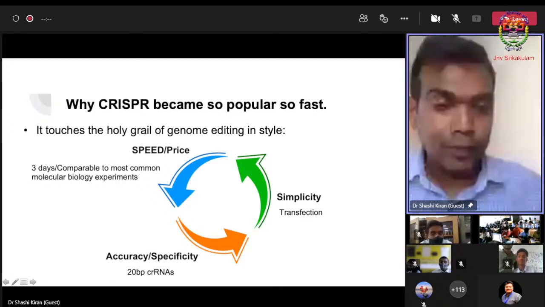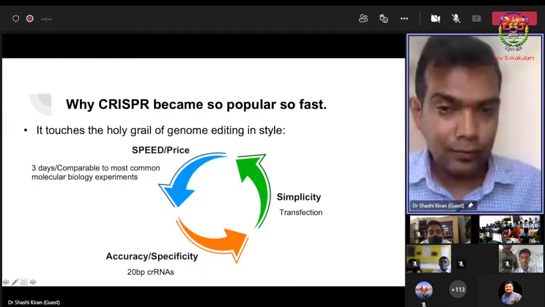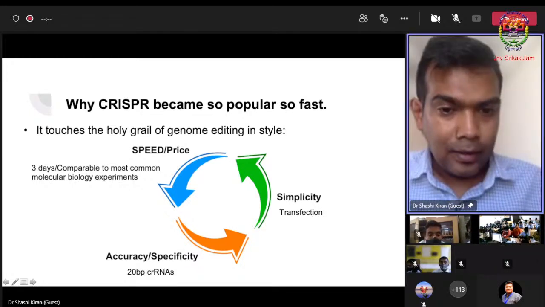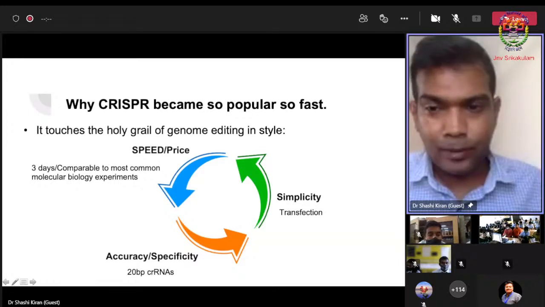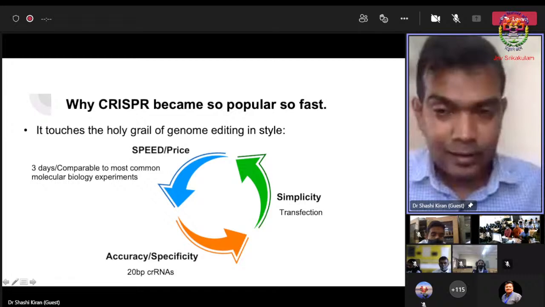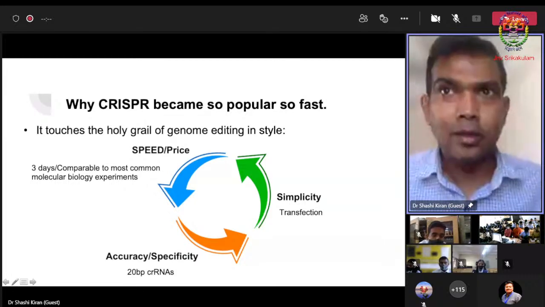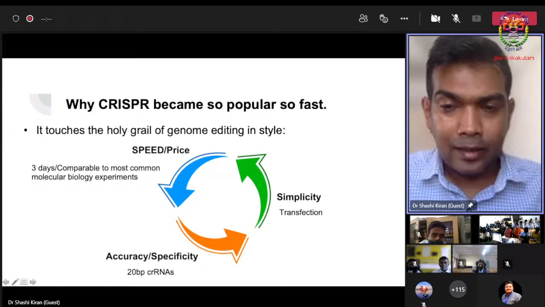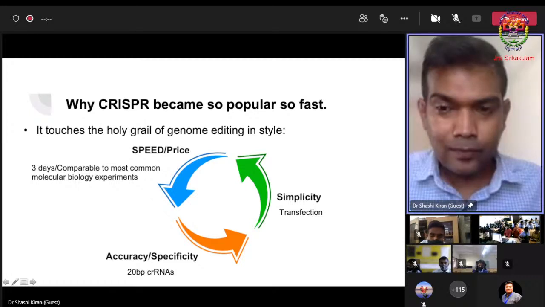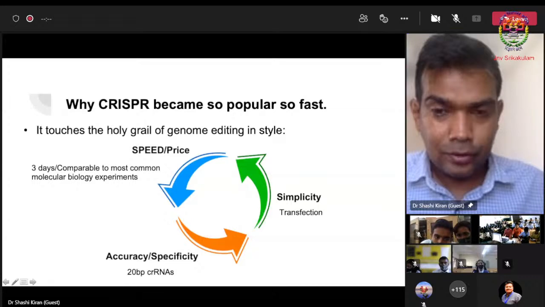You can do an experiment within 3 days. You can see the effect within 3 days of your experiment, and it is very accurate. You can cut precisely where you want, and it is very simple. You just have to put these things in the cells. That's called transfection, a small step in practical life sciences. And with this, you can edit your genomes.